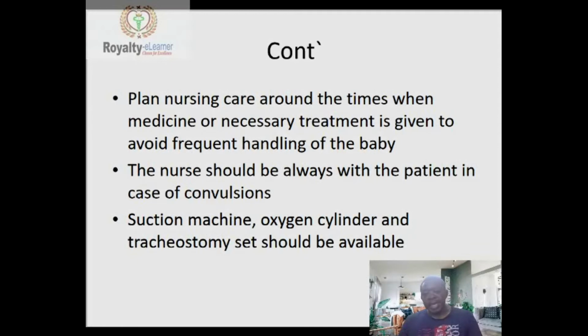Suction machine, oxygen cylinder, and tracheostomy set should be available. The suction machine is used to remove secretions after convulsions, and when someone is convulsing, it affects respiration, so oxygen needs to be administered. To improve breathing, you may need to perform a tracheostomy on the patient so that you can improve breathing.